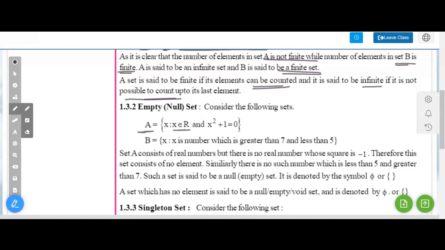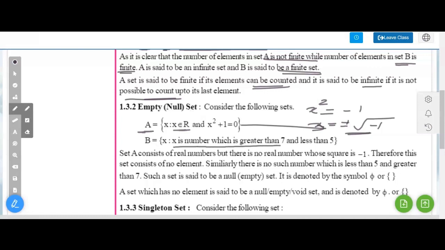For example, let's check here. Set A, x belongs to real numbers and x square plus 1 is equal to 0. So let's solve this one. X square is equal to minus 1 in this case, and x is equal to plus or minus square root of minus 1. Is this a possible result? No. You will not have the square root of minus 1. So this is not possible. In that case, this is known as an empty set.